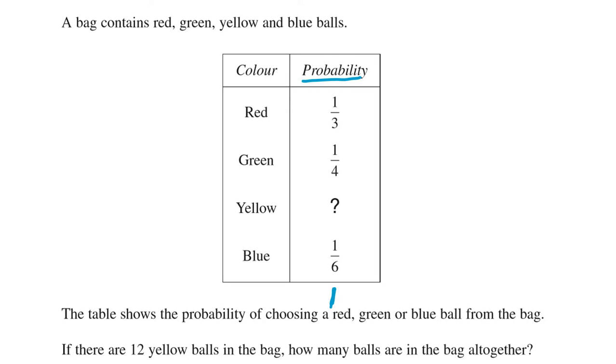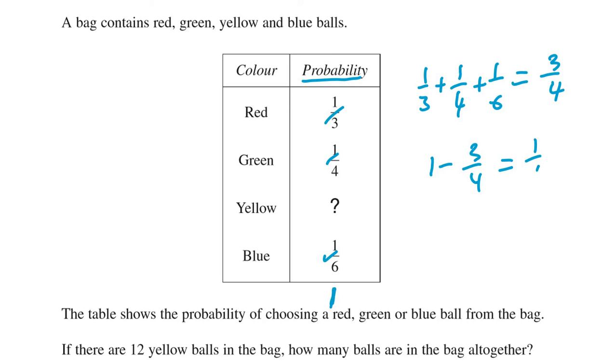So therefore, we can figure out the probability of getting a yellow. Before we do this, we just add these probabilities first. So 1/3, add 1/4, add 1/6. If you put that in your calculator, you should get 3/4. So this added together is 3/4. So to get yellow, it's 1 minus 3/4, because they add up to one whole. So your answer should be 1/4. That's all for now.